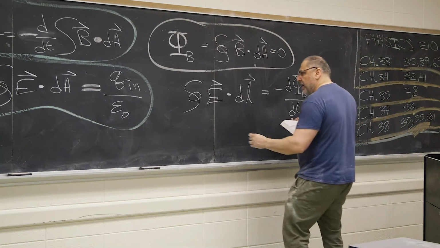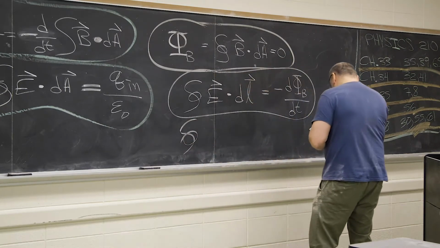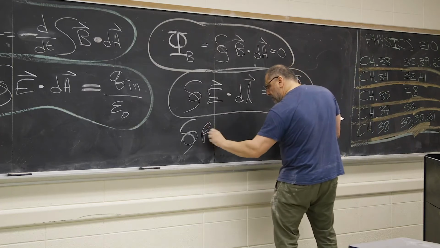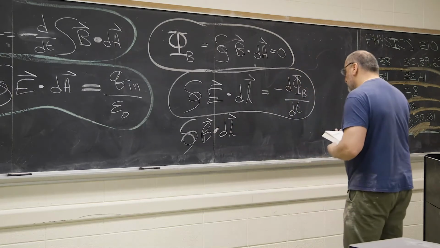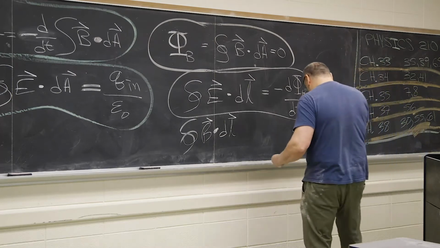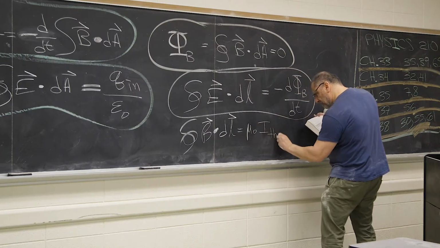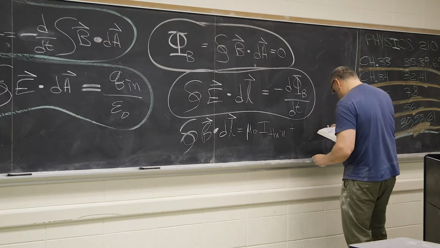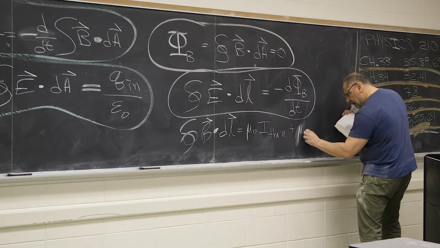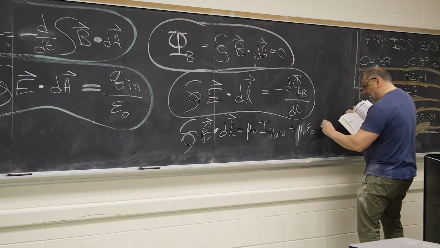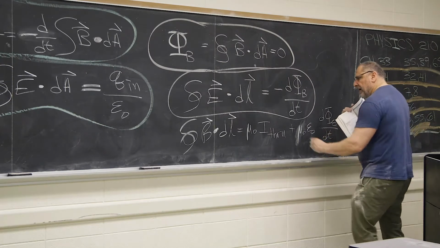Ampere-Maxwell's law. Same kind of business, you guys. B vector dot dl vector equals mu 0 I through, mu 0 epsilon naught d phi E dt.